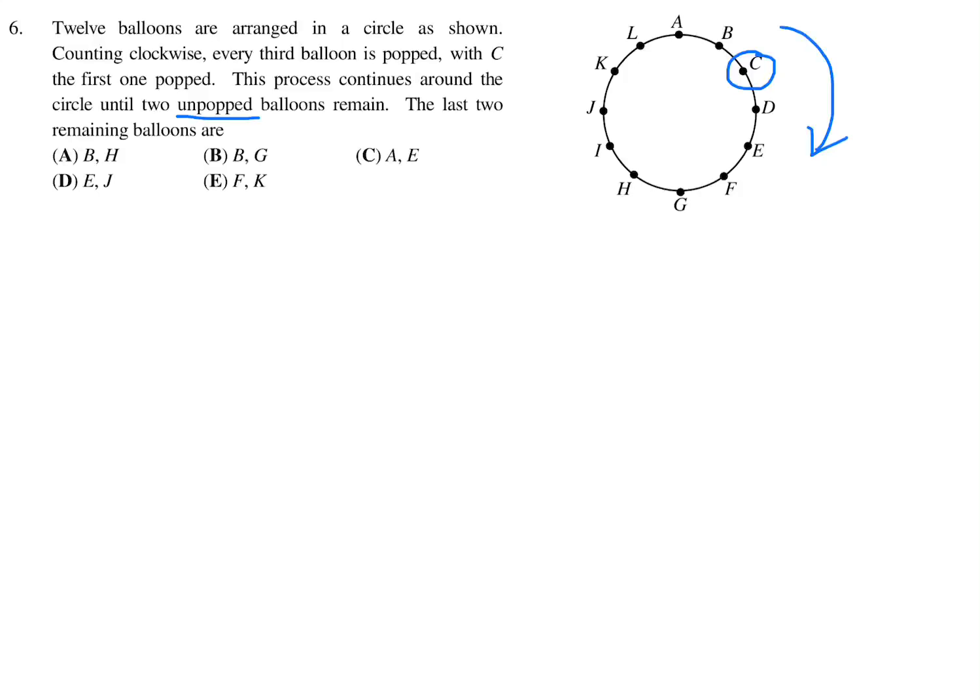Okay, what I'm going to do is circle each popped balloon. So first, C is popped, and then every third balloon is popped. So DEF is popped, then GHI, and then JKL, and then AB. Be careful, you have to skip over C because that's already been popped. So D is popped next. EGH, JKA, BEG, JKB, and then finally EJK. I was just popping every third balloon, and if you do that, you will see that the only ones that are left as the final 2 are E and J.